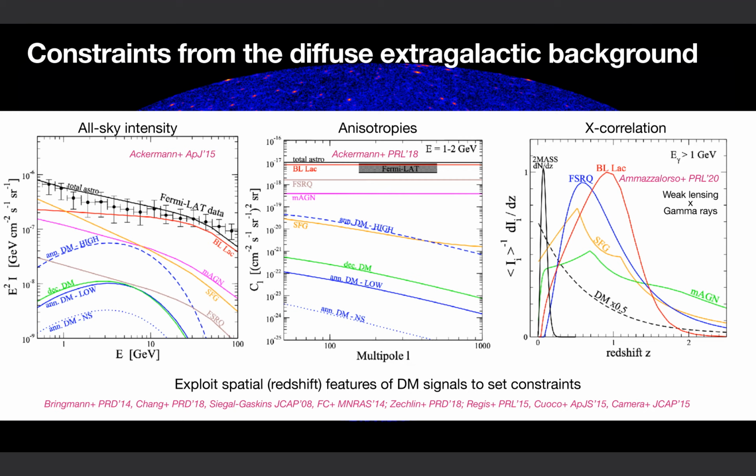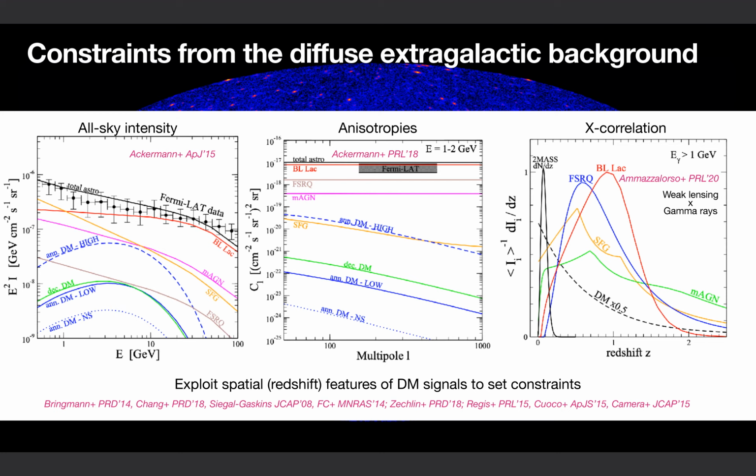What you can do is build several observables that are based on the counts of photons at high latitudes. On the left, you see, for example, the all-sky intensity averaged over the full high-latitude sky that you can measure with the LAT, and those are the black points. This receives a contribution from standard astrophysical sources, like blazars, misaligned AGN, star-forming galaxies, and steep-spectrum radio quasars, but is also expected to receive a contribution from all the dark matter in the universe, extragalactic and galactic dark matter. So you can exploit this kind of observable to set constraints on the dark matter parameter space, and this is what has been done in the literature.